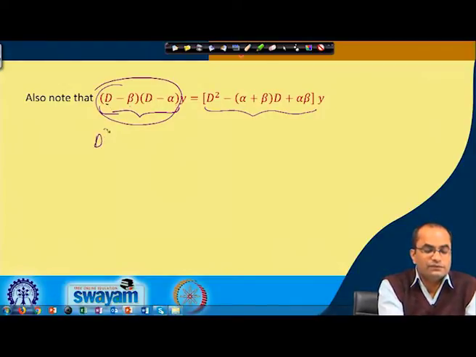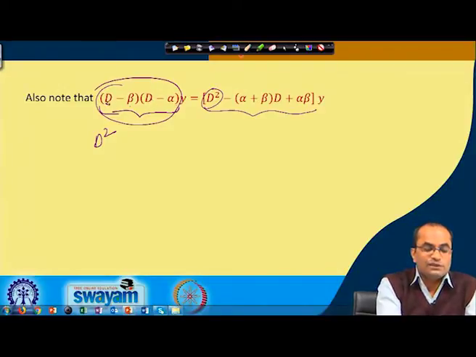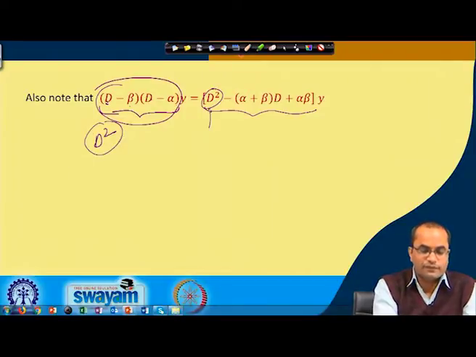Here we will have D times D, so that will be D square, though this D square is not the product of D and D, it is a second order derivative, and these are the first order derivatives. So, here D multiplied by D gives D square, and then we will have minus alpha times D and minus beta times D, which we have written as alpha plus beta D, and then the product of alpha and beta will give alpha beta, and everything is applied on y.